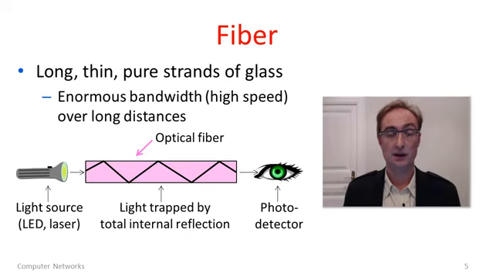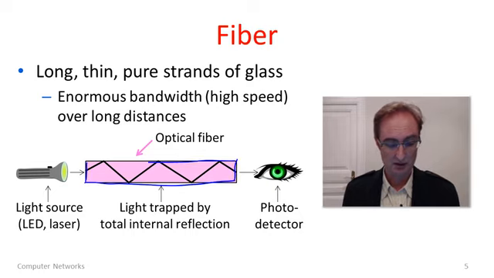A different kind of media is fiber or fiber optic cables. A picture shown here just of the operation of a fiber. The fiber is here in the pink. Now, a fiber is really just a very long, thin, pure strand of glass. The way it operates is when you shine light in from a light source, that could just be a laser or an LED, a light emitting diode.